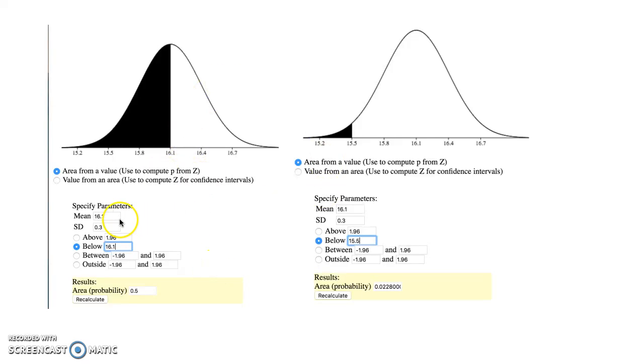To use the applet, just pop in 16.1 and 0.3, and then you'd be looking instead of below, you'd be looking at above and put in the value of interest, or you can go to second VARS, normal CDF on your calculator.